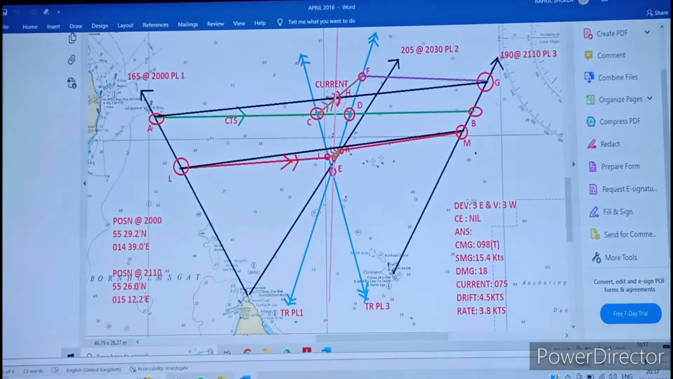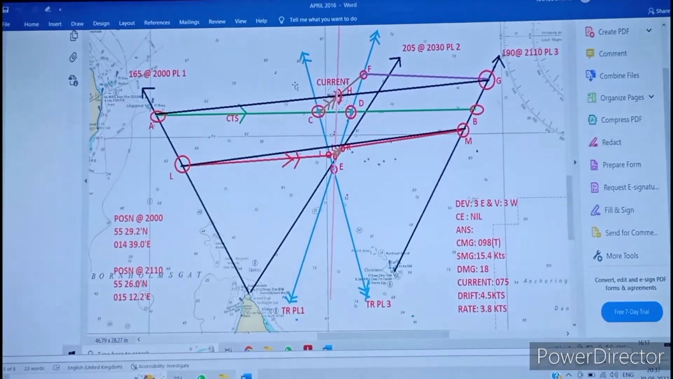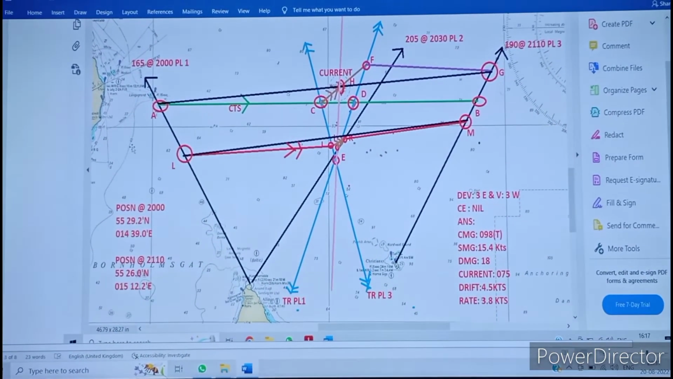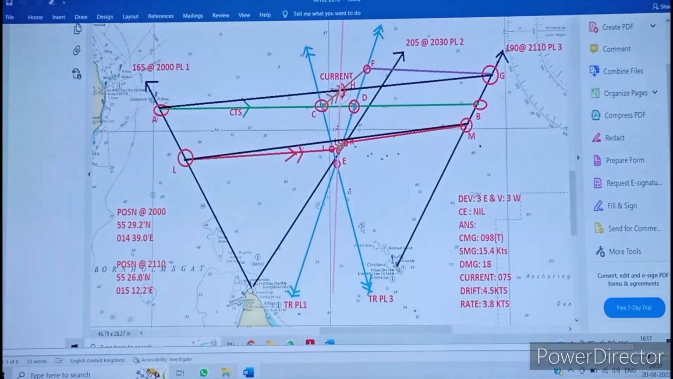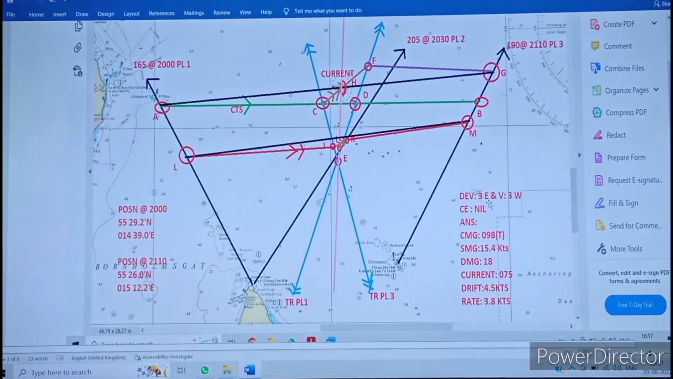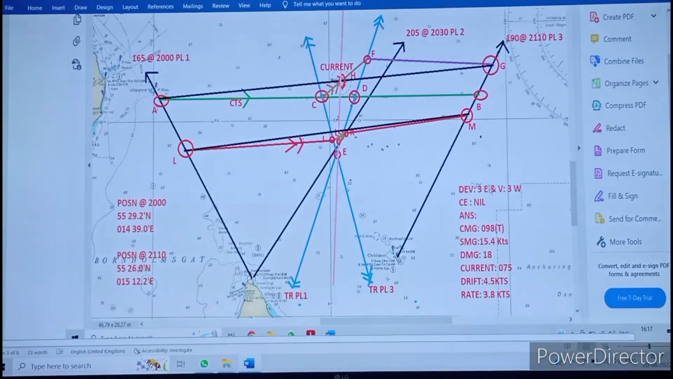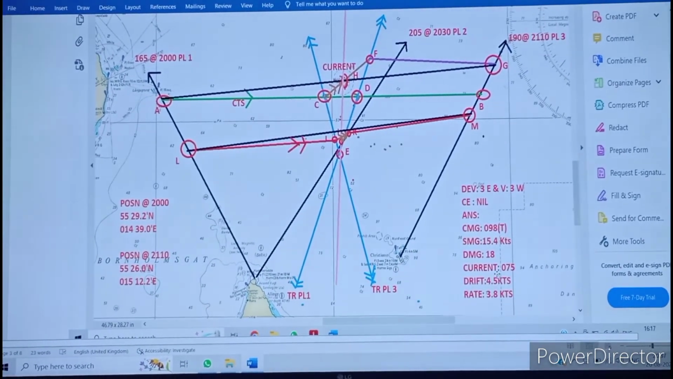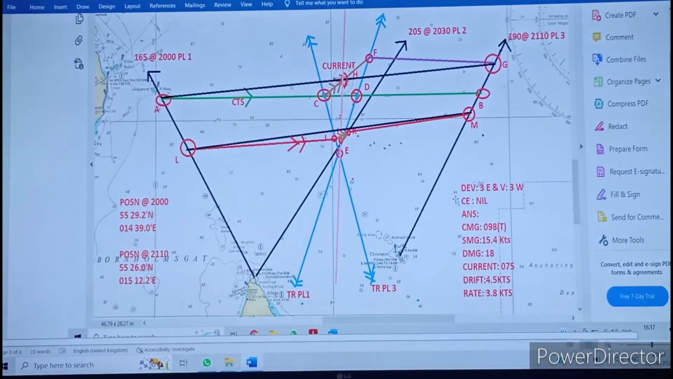So LM is our course made good and speed made good for 70 minutes. So we need to calculate the speed made good for 1 hour, and JK is our rate of current. So this is a fish triangle question. I drew this question on the charts and I got this answer. If you draw and get near about this answer, that means you are drawing it perfectly.